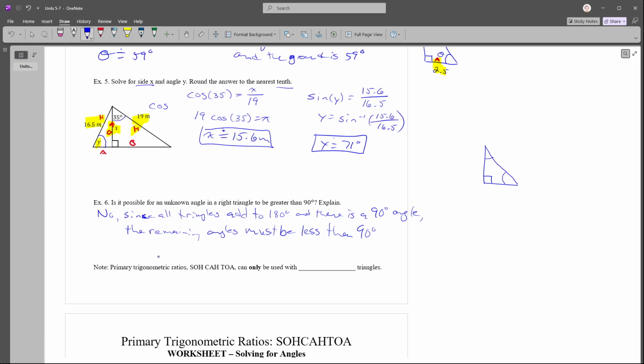Awesome. So, our primary trig ratios, just as a reminder, SOHCAHTOA, can only be used with right triangles. But oh no, what if we don't have a right triangle? Is it still possible to find the angles and sides? Well, it certainly isn't with these primary trig ratios. We can't do it. We need a right angle. But that doesn't mean it's impossible.